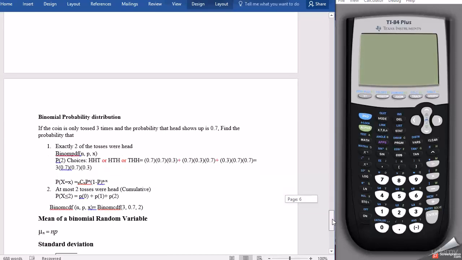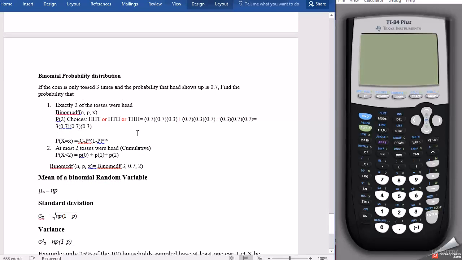Okay, so let's go further to look at examples of how we can compute binomial probabilities. We are going to continue to illustrate using a coin. In this case, we are going to toss a coin three times, and the probability that head shows up is 0.7. So we are interested in the number of heads. So that's our x, and our p, probability of success, is 0.7. So the first question is, what is the probability that we get exactly 2 heads out of those 3 tosses?